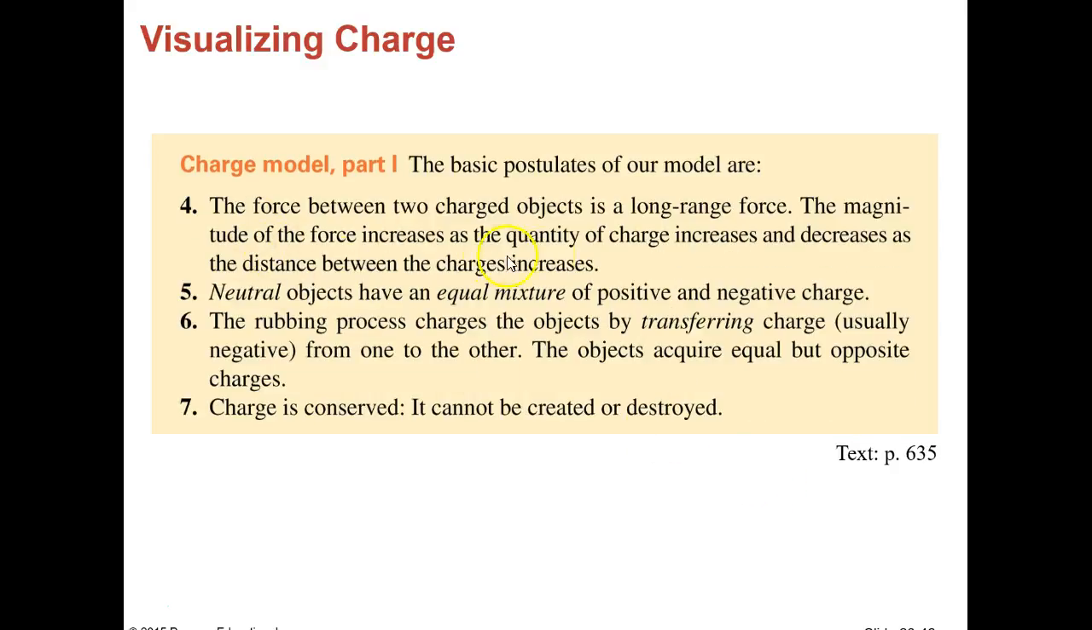The next part of this model says the force between two objects is a long-range force. And so it will increase as we get two things closer together, and it will decrease as they get further apart. We did talk about neutral objects having an equal mixture of positive and negative charge, and the rubbing process charges objects by transferring charge, usually from one to the other. The objects acquire equal but opposite charges, and that leads us into charge conservation. We cannot create nor destroy charge. And that's the end of the first part of what we've looked at.